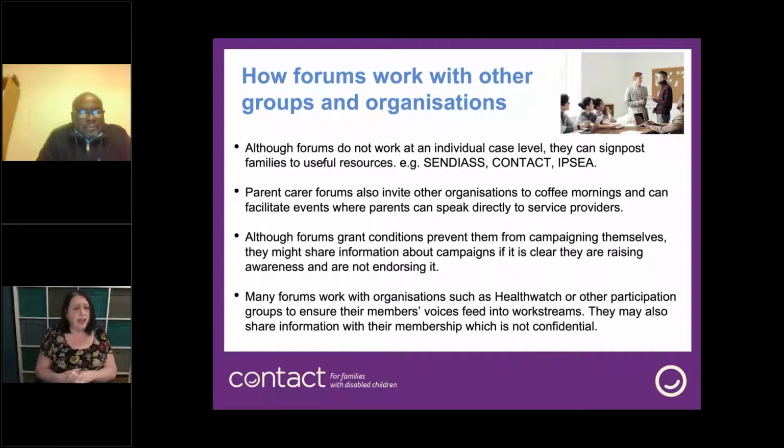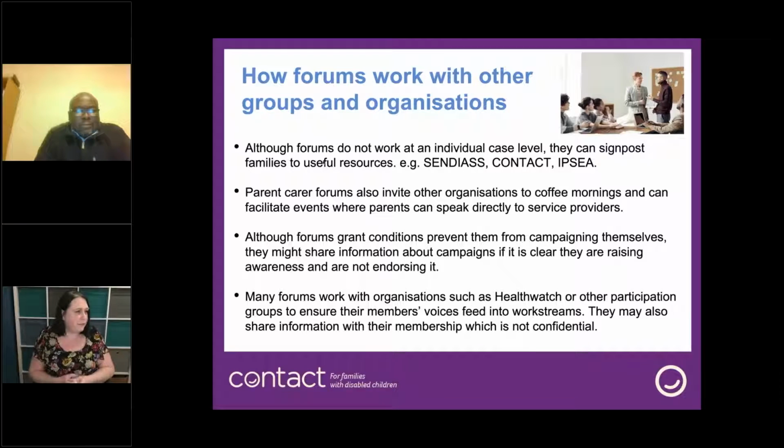Parent carer forums also invite other organisations to events. We talked earlier on about informal information gathering through coffee mornings. Well, you'll find that they actually invite people to those, so you can directly talk to people yourselves and meet with people that are providing services. Although the forum doesn't campaign, because of the grant conditions, you can't use your grant funding to do campaigning, that doesn't mean you can't work with groups that are campaigning. There are lots of examples of how that's worked effectively to move forward.